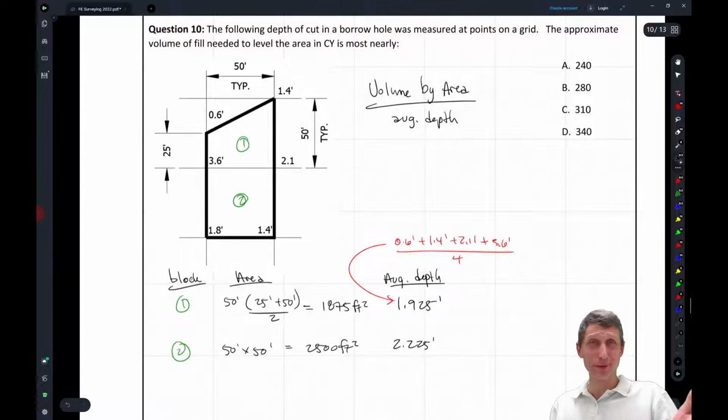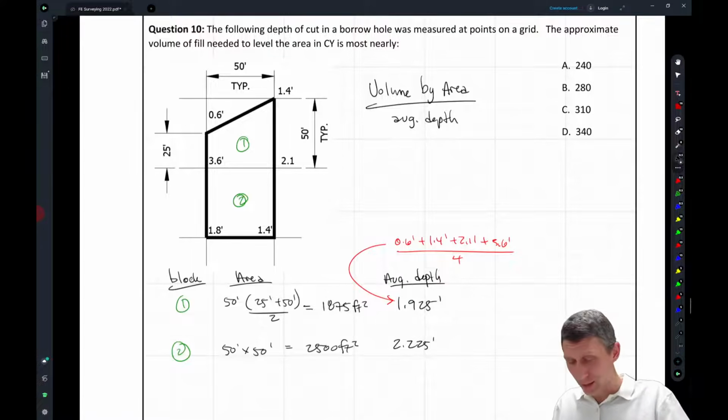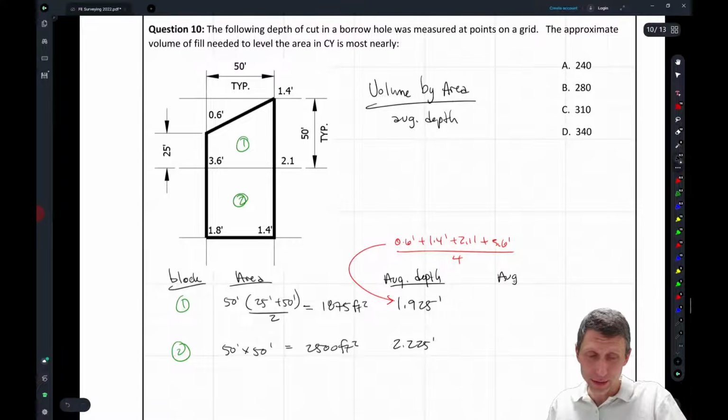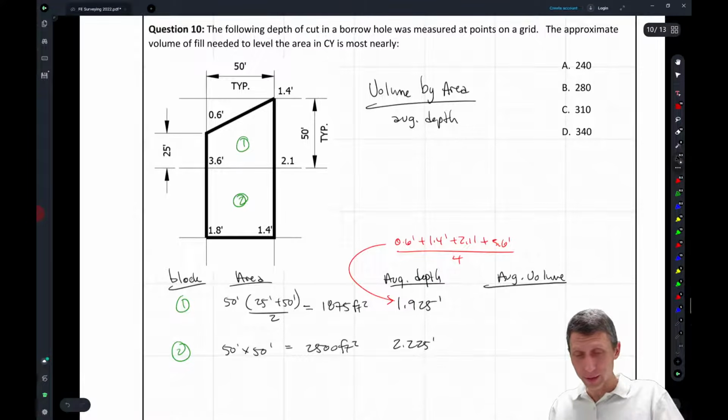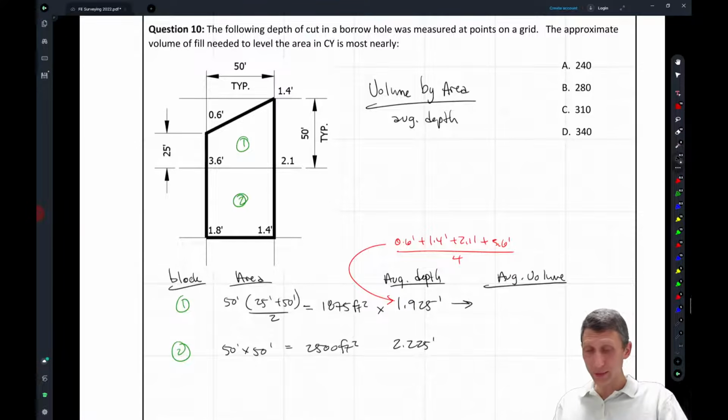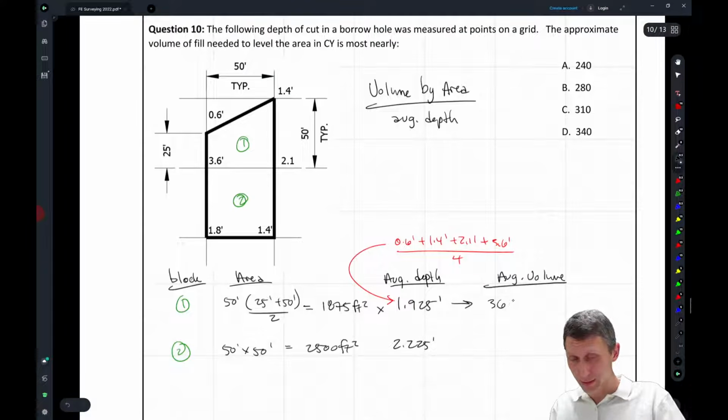And again, is this perfect? By no means is this perfect, but it's just a quick estimate, and I can get an average volume here. I just multiply these two: 1875 times 1.925. I get about 3609 cubic feet, which if I divide that by 27, I get roughly 133.7 cubic yards.